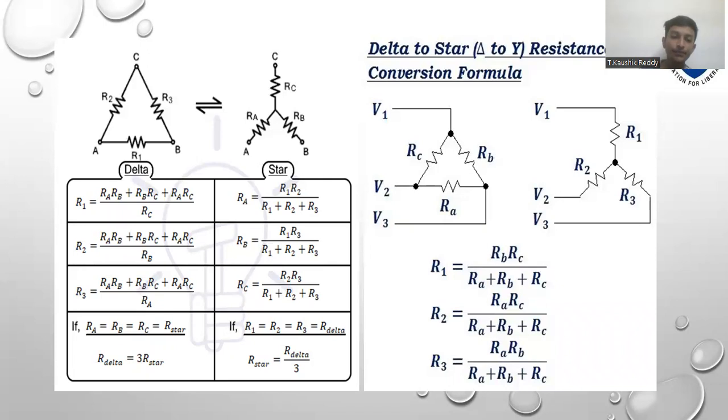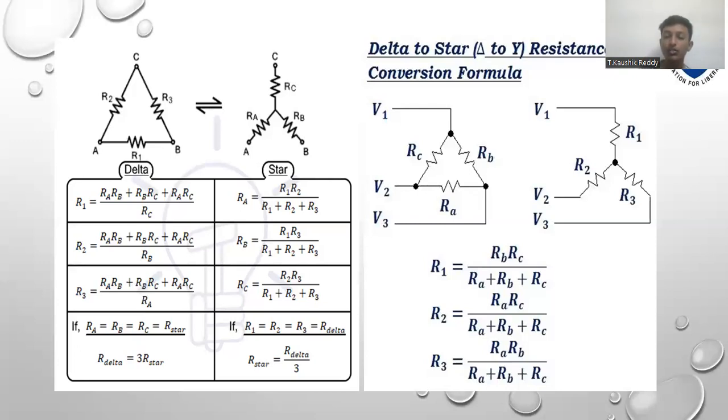Similarly for R3. If the resistances A, B, C are all equal to R star, then R delta is equal to 3R star. Next, RA is equal to R1 R2 by R1 plus R2 plus R3. RB is equal to R1 R3 by R1 plus R2 plus R3. RC is equal to R2 R3 by R1 plus R2 plus R3. If R1 is equal to R2 is equal to R3 is equal to R delta, then R star is equal to R delta by 3.